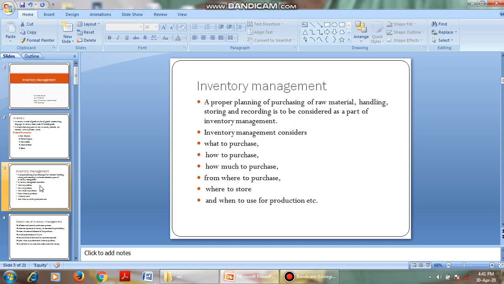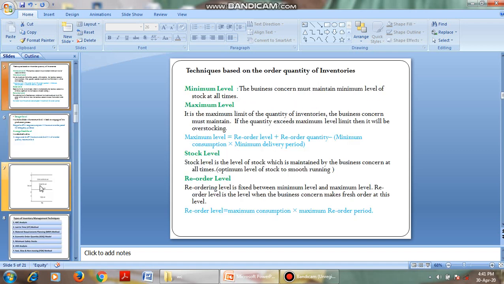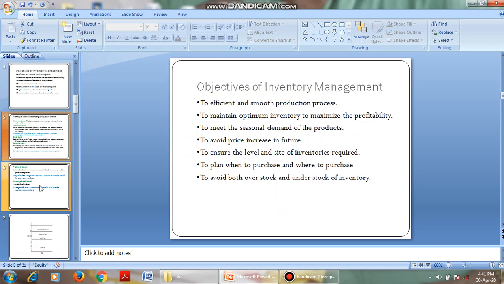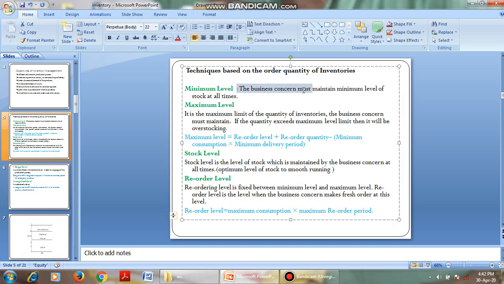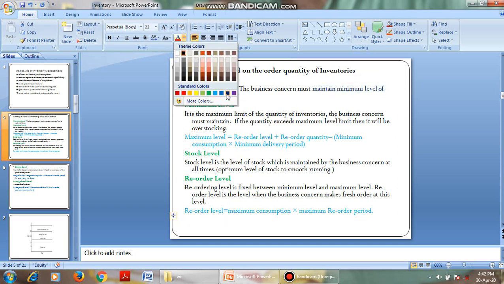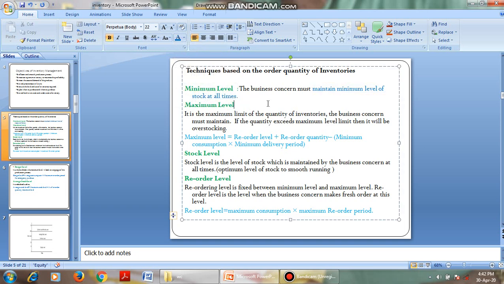Okay, next coming to inventory. The next one is techniques based on the order point of inventories. That is, we have to know different quantities of inventory. First one is minimum level. It says that a business concern must maintain a minimum level of stock at all times. That is, at every time of its production it has to maintain a minimum level of stock. That is called minimum stock.